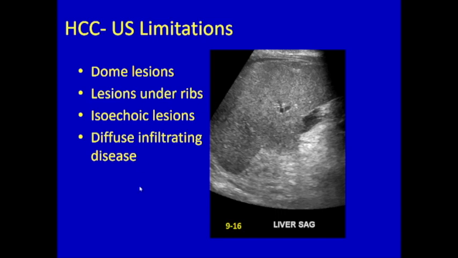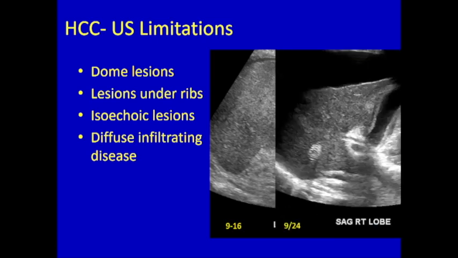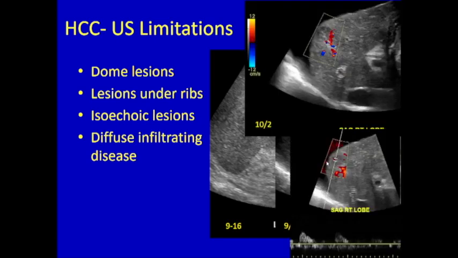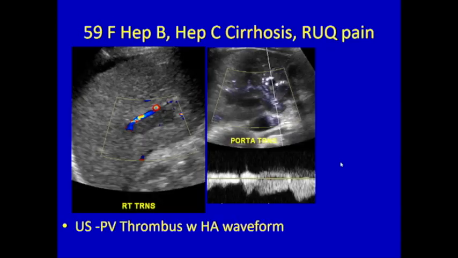So does anybody see the lesion here? Okay. Isoechoic lesions, well, they're going to be hard. Diffuse infiltrating disease, that's hard. Anybody see a lesion? Not yet. Here's another one. Anybody see a lesion? Not yet. Here's the tips. Oh, there it is. 2 weeks later, there's the lesion. Okay, and it's vascular, and it's a little HCC. So make sure you get up there under the dome and make sure you pan out wide by the ribs.